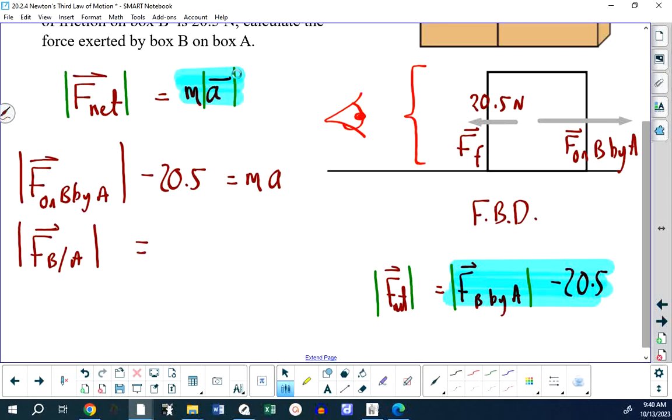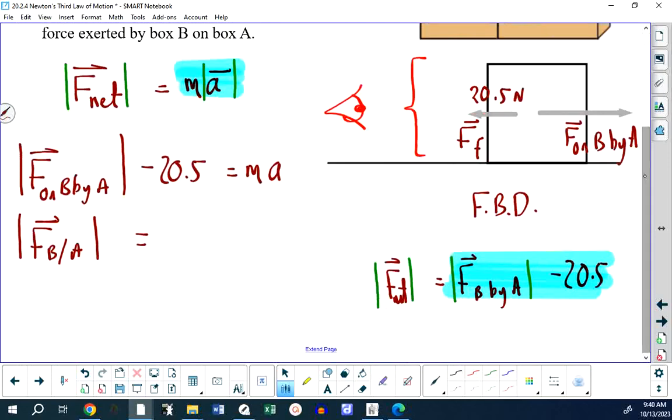Well, what is the mass of this box? 9.4 kilograms times the acceleration, 3.4? Yeah, thank you. 3.4 meters per second squared plus 20.5 newtons. And can you do me a favor, everybody? Just calculate the 9.4 times the 3.4 first. I just want to know what that is.